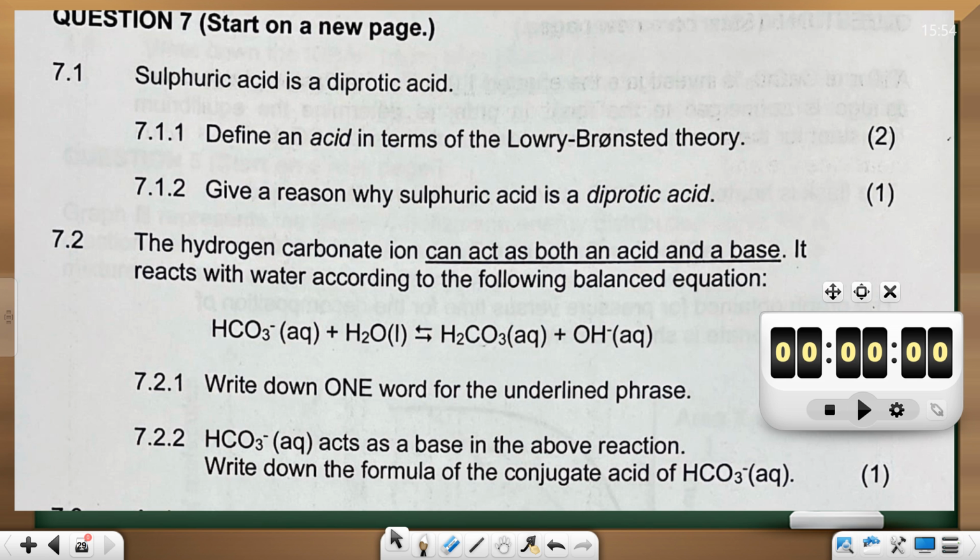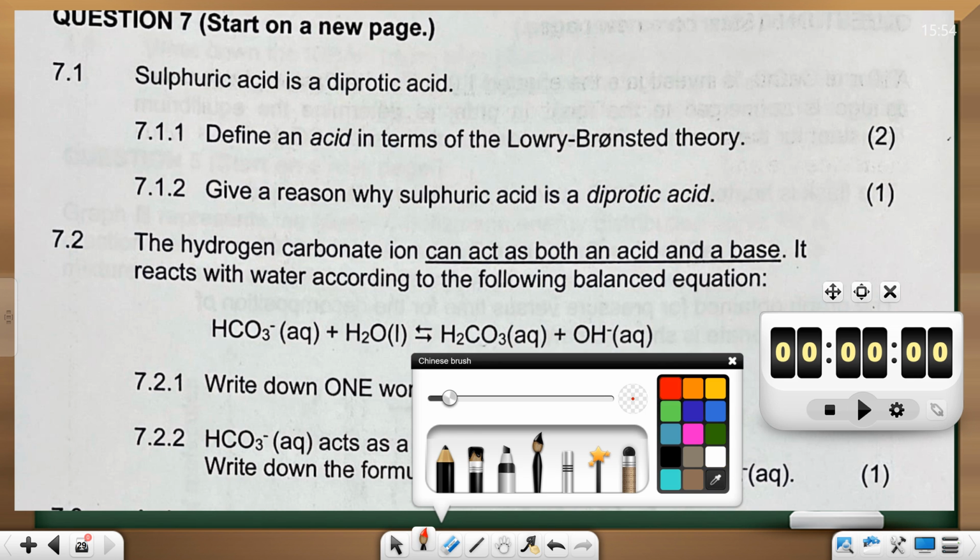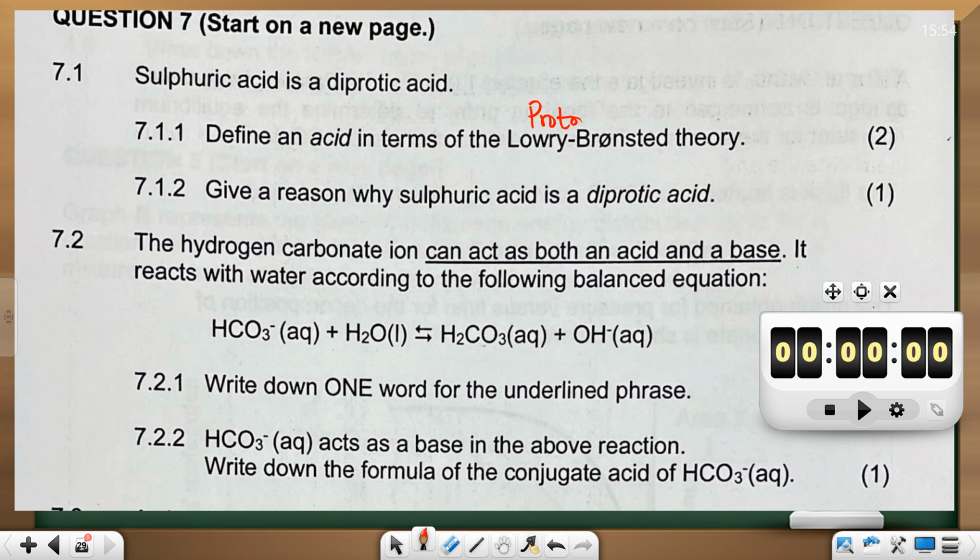Define an acid in terms of Lowry-Bronsted. An acid is a proton donor. Give a reason why sulfuric acid is a diprotic acid. Please, you said a donor. So what's going to happen? It donates 2 what? Protons. Don't say it shares. You said it's a proton donor, so keep that word.